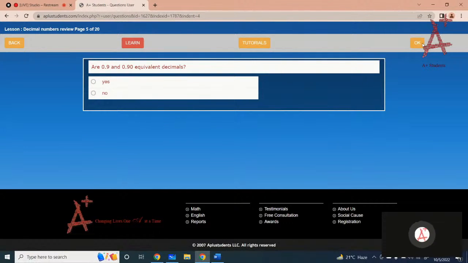Okay, are 0.9 and 0.90 equivalent decimals? Yes or no? Yes, they are equivalent. Either you write 0 after the decimal or you don't, they are exactly the same. So 0.9 and 0.90 are the same. Got it? So yes, they are equivalent.